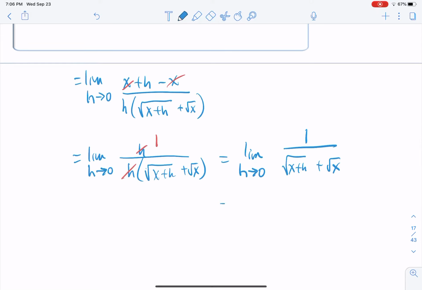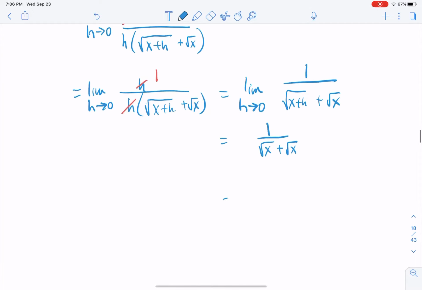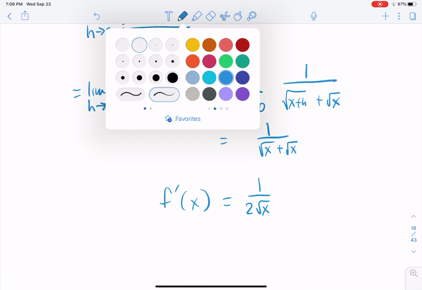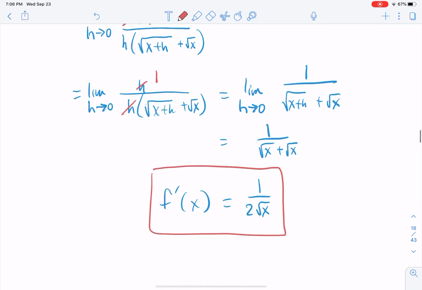Instead, I can take the limit by just plugging in 0. I don't need to write the lim down again. Plug in 0 for this guy, and I get 1 over the square root of x plus the square root of x, which is the same thing as 1 over 2 square roots of x. What did we find? We found the derivative of our function, which is going to give us the slope at every single point on the original graph.